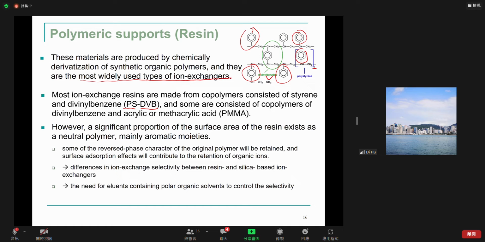To help solve that problem, when you're using a resin to do analysis, sometimes people add an organic modifier into the eluent. That makes some of the organic ions more soluble in the mobile phase, so they can be more easily eluted out. Okay, so that controls the selectivity.